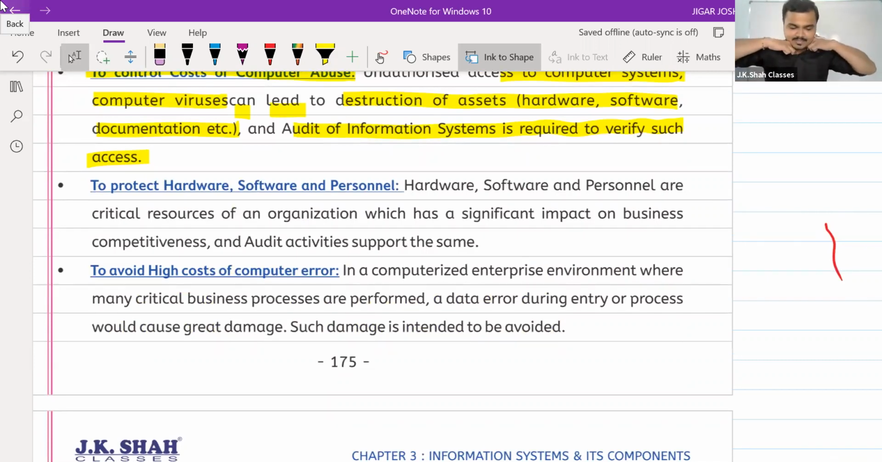Do you agree with me, my dear chartered? Say yes or no. 100% agree, sir. Okay. Moving further, it will protect our computer hardware, software, as well as personnel.